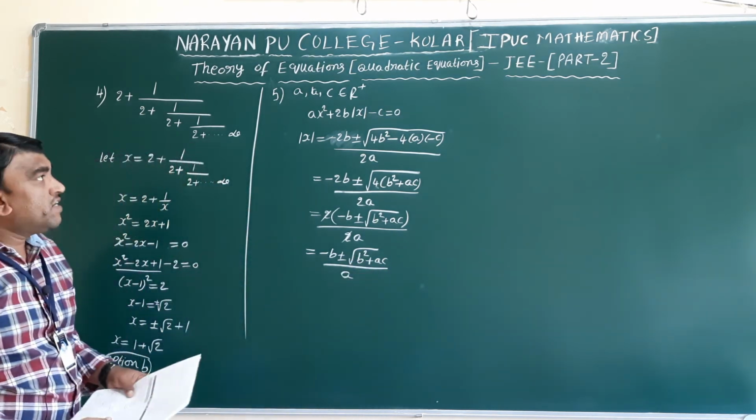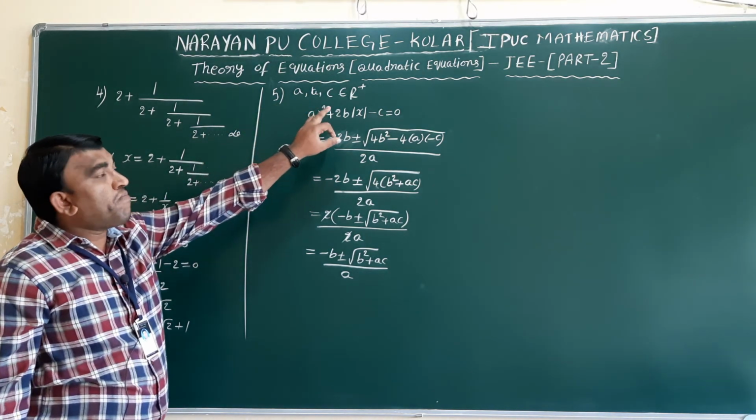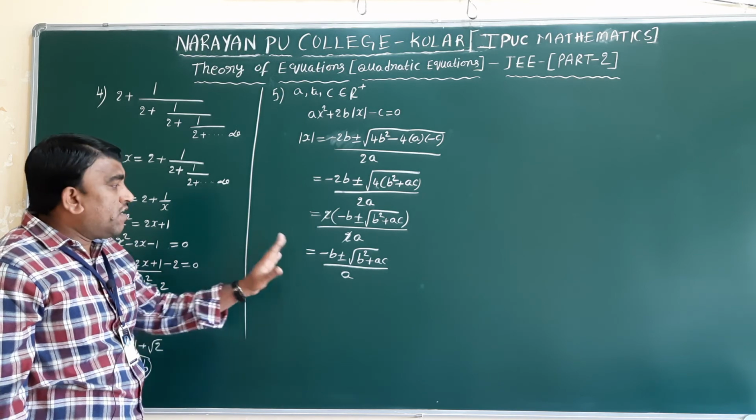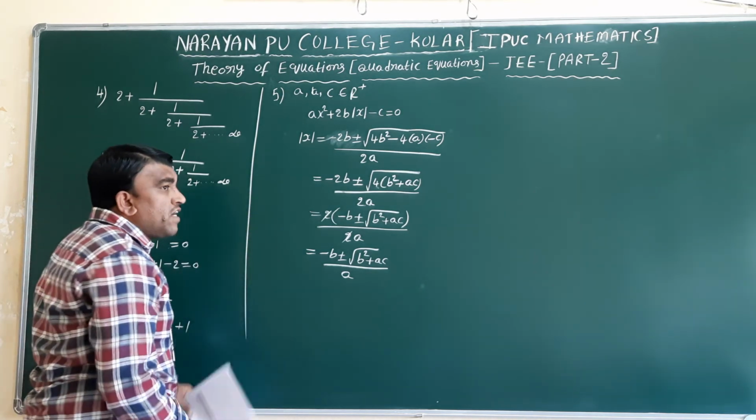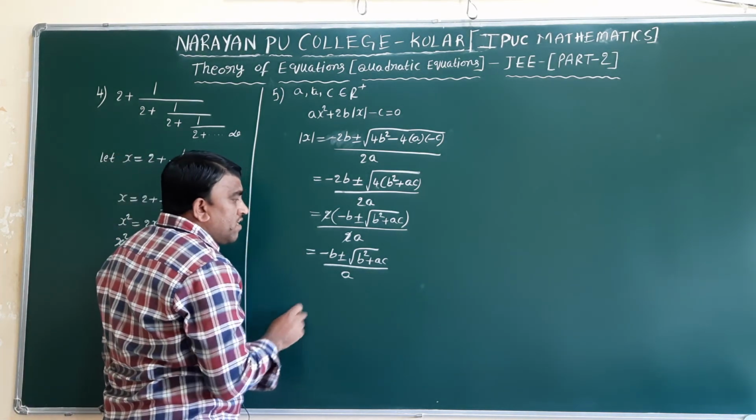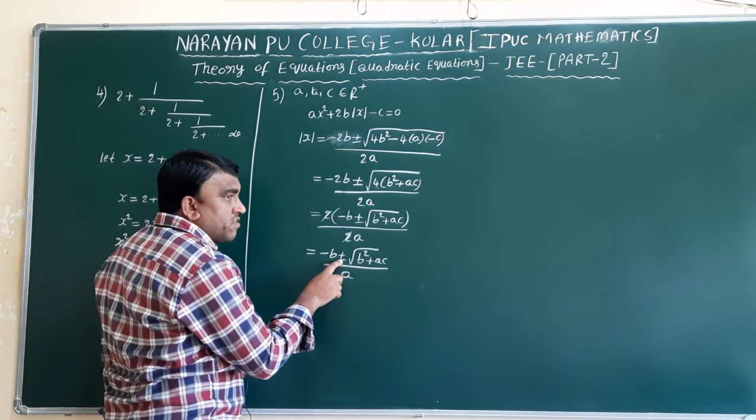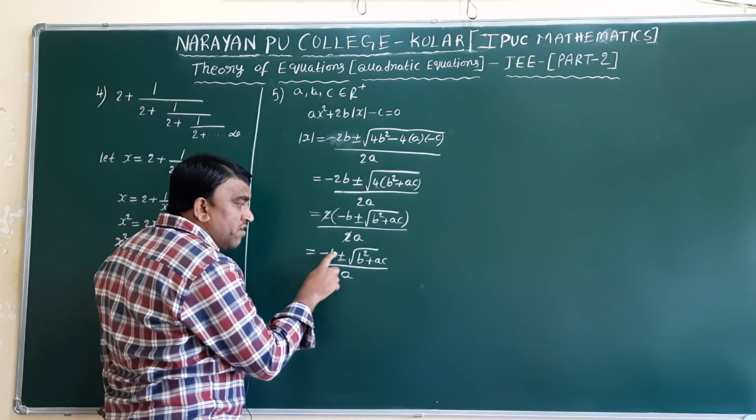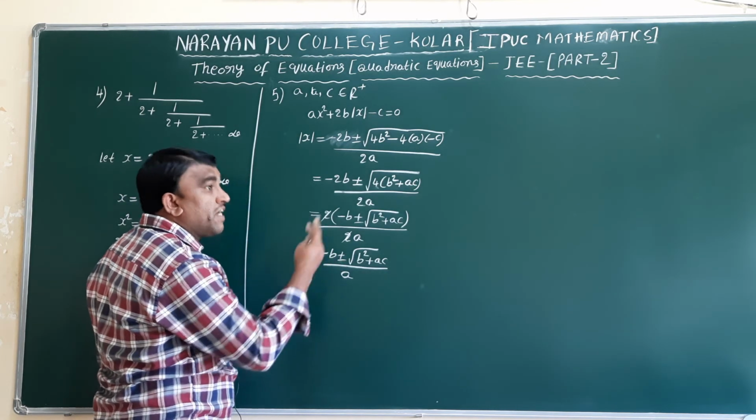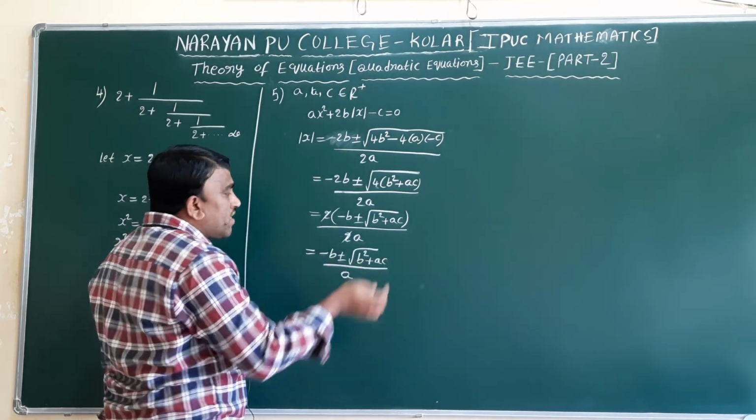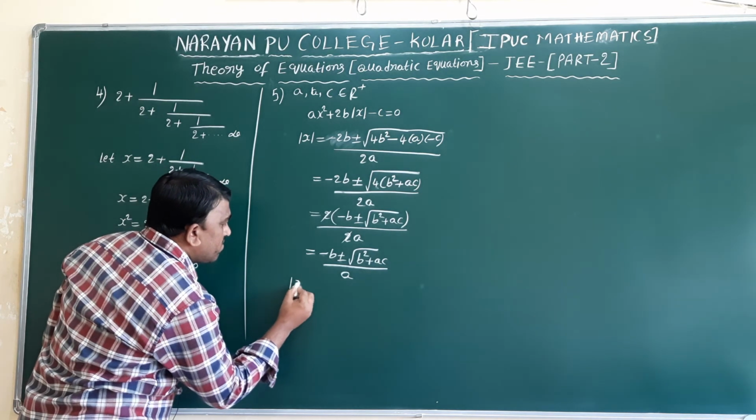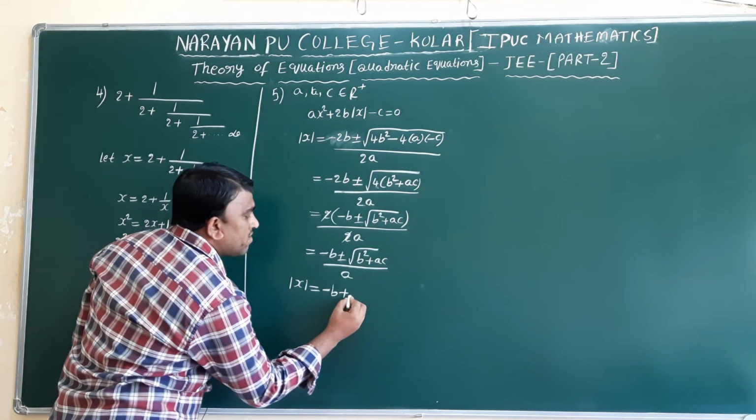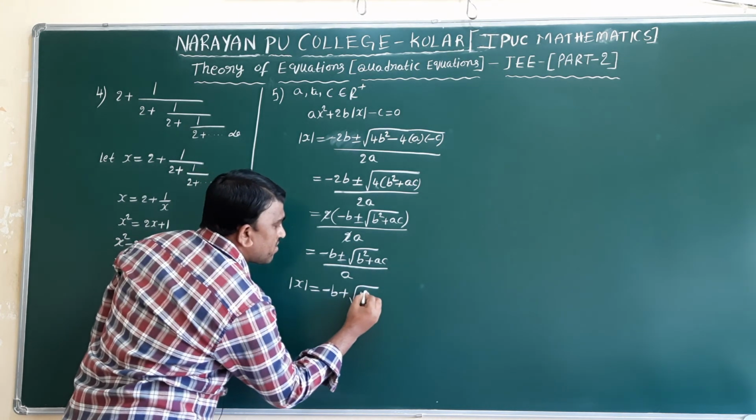But they said a, b, c are positive real numbers. If we want to get a positive value, we should take only plus. If you take minus, you will get a negative value. That's why, since mod x must be positive, we need to take minus b plus root of b square plus ac by a.